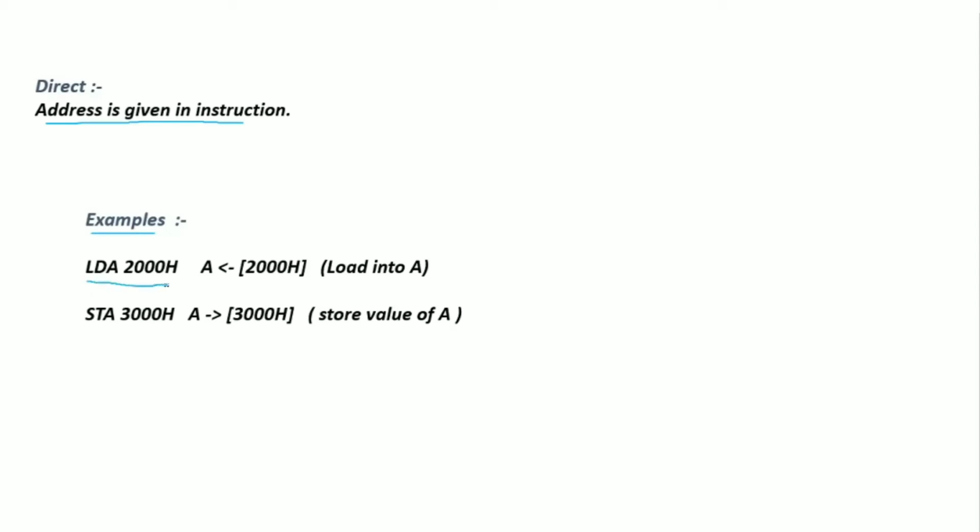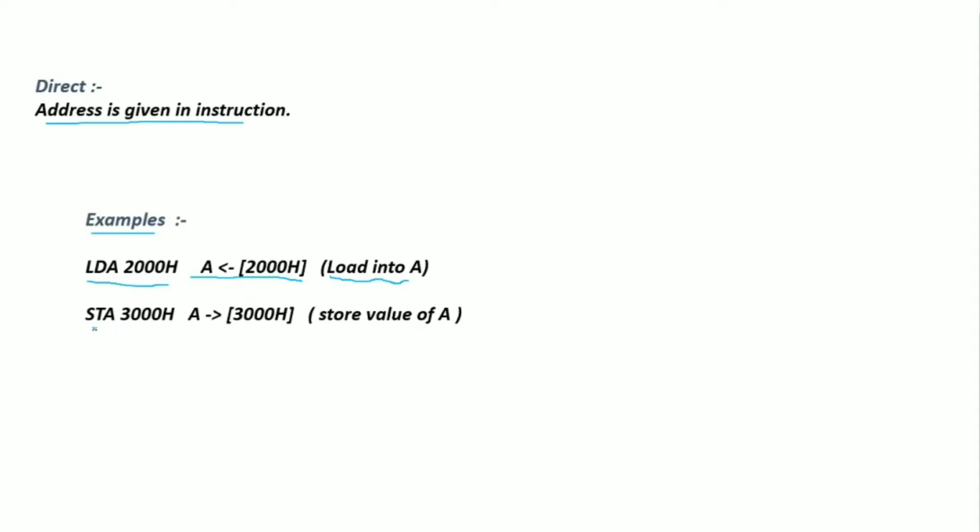LDA 2000H. We are loading the value present at the 2000H location into the accumulator. Keep in mind that we are not loading the value 2000H. We are putting the values which are located at the address 2000H. Keep this in mind. We are loading this into the accumulator, or you can say a register.